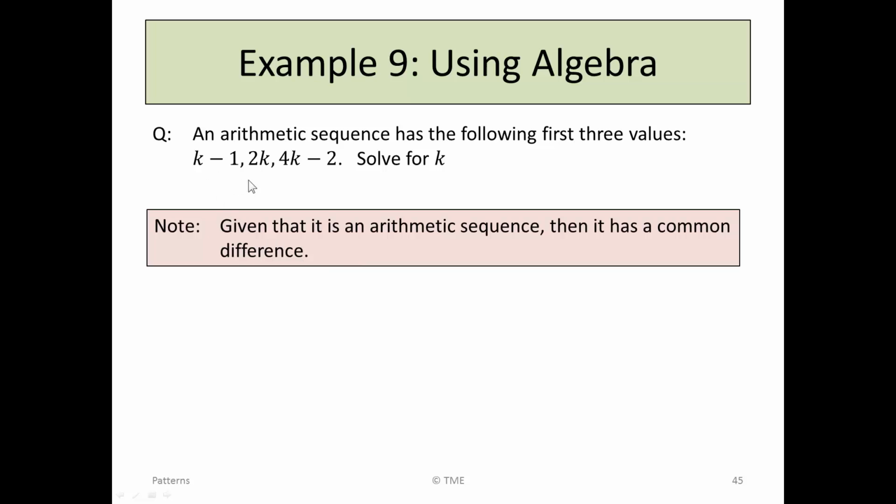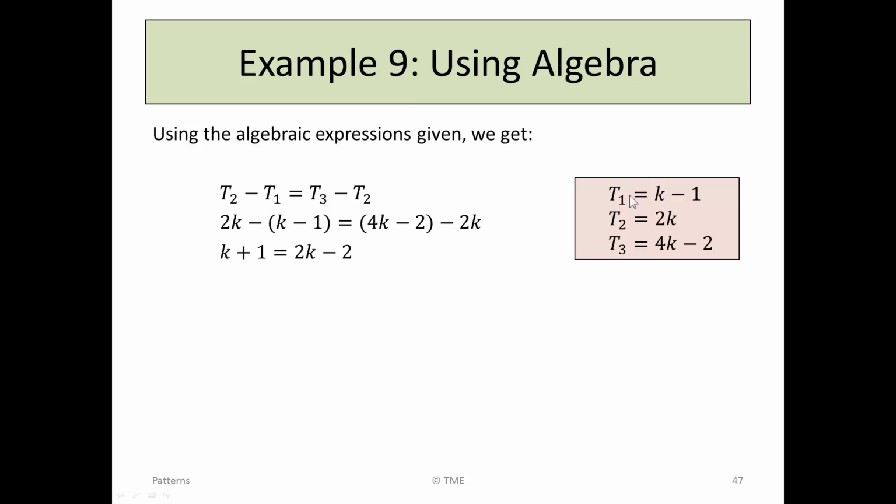So the difference between the first and the second term must be the same as the difference between the second and the third. So T2 minus T1 must equal the common difference, and T3 minus T2 must equal the same common difference. Given that the first term is k minus 1, the second term is 2k, and the third term is 4k minus 2, we can use that data in our equation. T2 minus T1 must equal T3 minus T2 because it's the common difference. T2 minus T1 is 2k, minus (k minus 1) in brackets, equals T3, 4k minus 2, minus T2, the 2k.